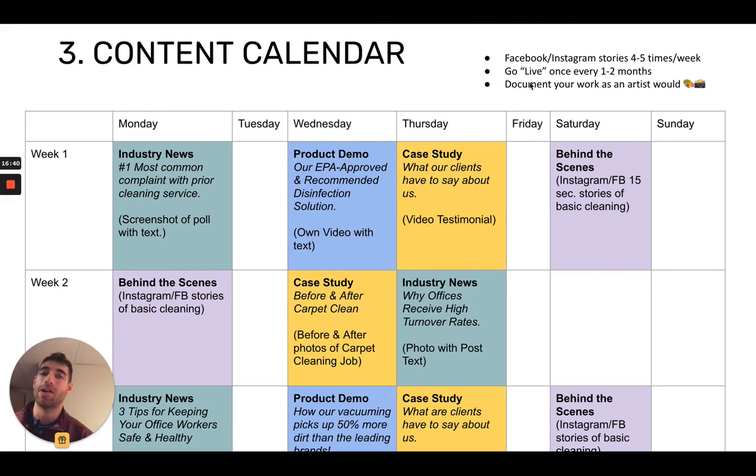And then here are just some daily tips for you guys to keep in mind. I would recommend doing Facebook and Instagram stories at least 4 to 5 times a week. That's pretty doable. I would also recommend going live once every 1 to 2 months, especially if you have a good following already. This is a great way to use as an icebreaker, because a lot of these people, maybe they've seen some of your photos, but they actually want to see you talking live and build that relationship as early as possible.